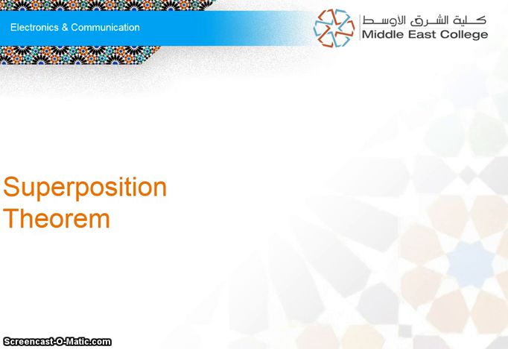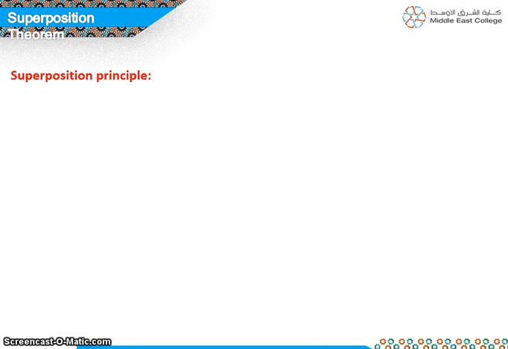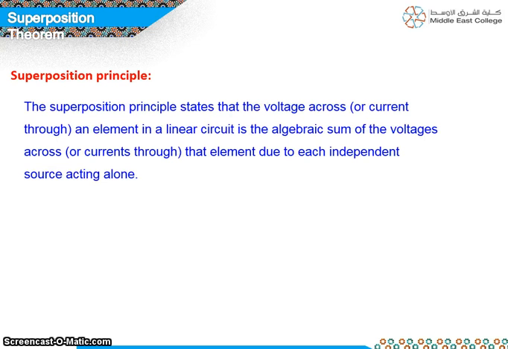In this video, we are going to learn how to apply superposition theorem for an AC circuit. First, let us see the principle of superposition theorem. The theorem states that the voltage or current in an element is the algebraic sum of the voltages across the element or the current through the element due to each independent source acting on it. So the statement is well known to you as you have applied this theorem for DC circuits.